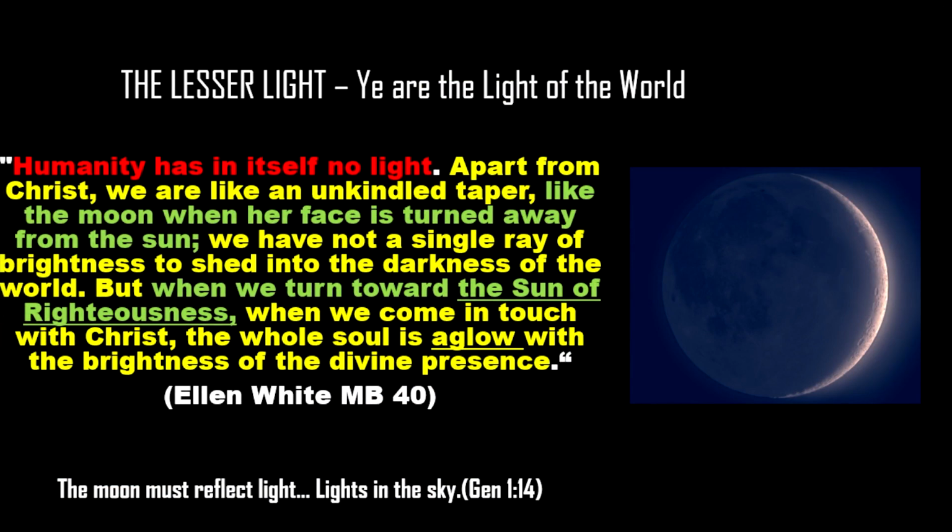Apart from Christ, we are like an unkindled taper, like the moon when her face is turned away from the sun. We have not a single ray of brightness to shed into the darkness of the world. But when we turn toward the Son of Righteousness, when we come in touch with Christ, the whole soul is aglow with the brightness of the divine presence. That means that the moon has no light of its own. To say that the moon has a light of its own is to say that we also are a light of our own. And that is not what the Bible is teaching.